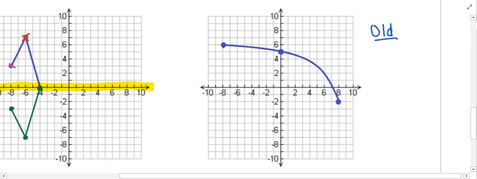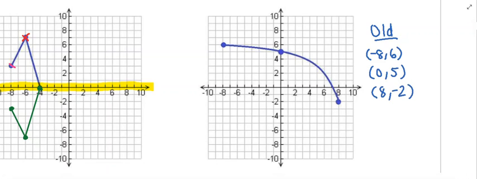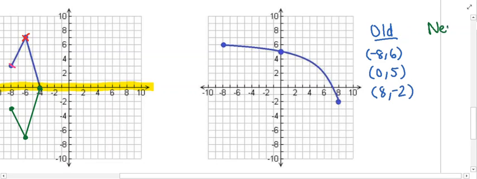This leftmost point is located at -8, 6. Then I've got a point right here on the y-axis, that's at 0, 5. And then my third point has coordinates 8, -2. We're going to move these to get our 3 new points, and then we will connect the dots with the same original shape.